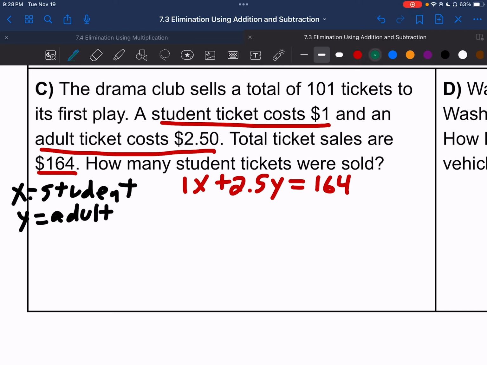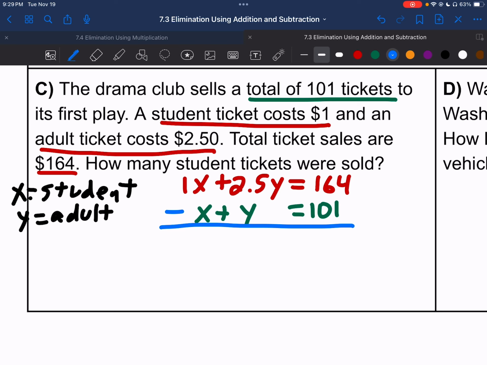Now, the other equation, we know we have a total of 101 tickets. So we're going to equal 101. What is that made up of? Well, that's our student tickets plus our adult tickets. Now, my x values, the student tickets, are both 1 in both of these equations. So we're going to use subtraction. We're going to subtract the top equation from the bottom equation. 1x minus x is 0, cancels out. 2.5y minus y is 1.5y. And 164 minus 101 is going to give us 63.